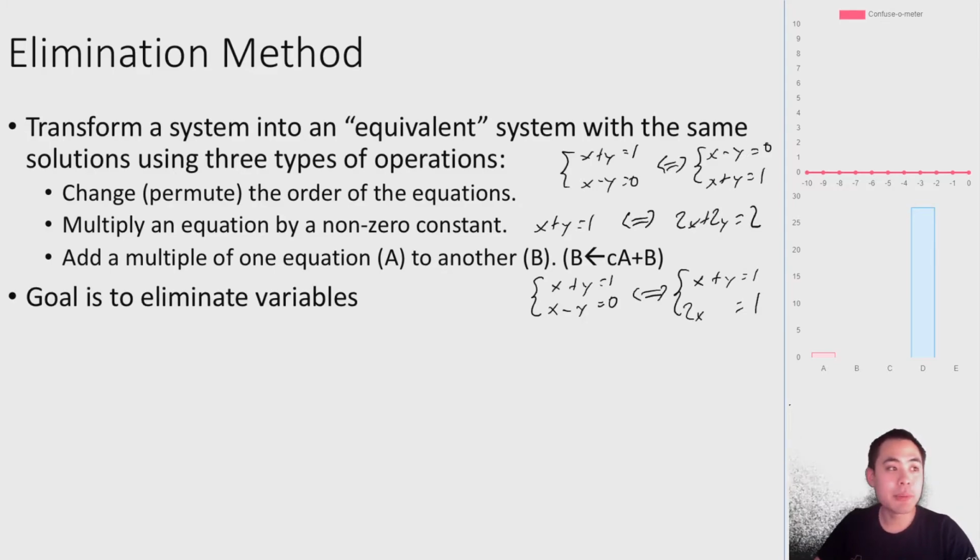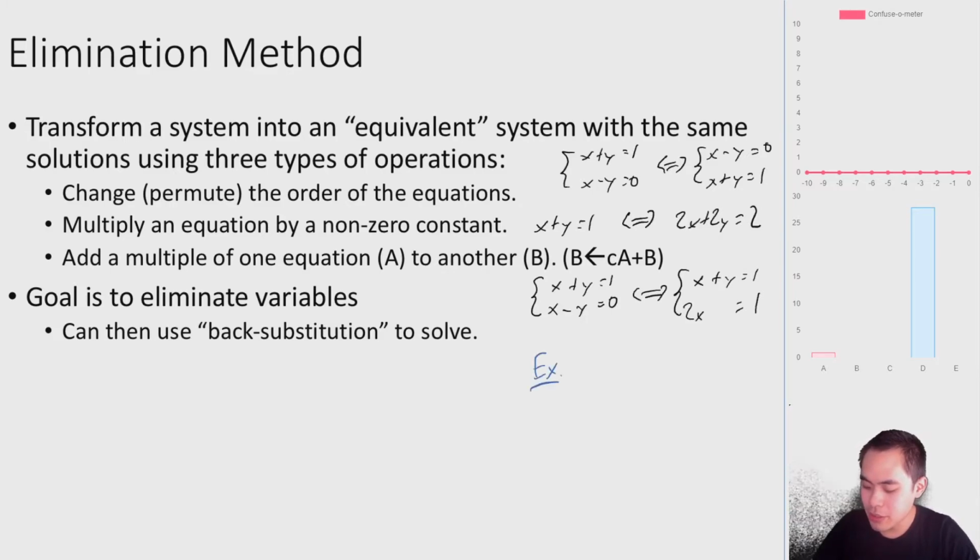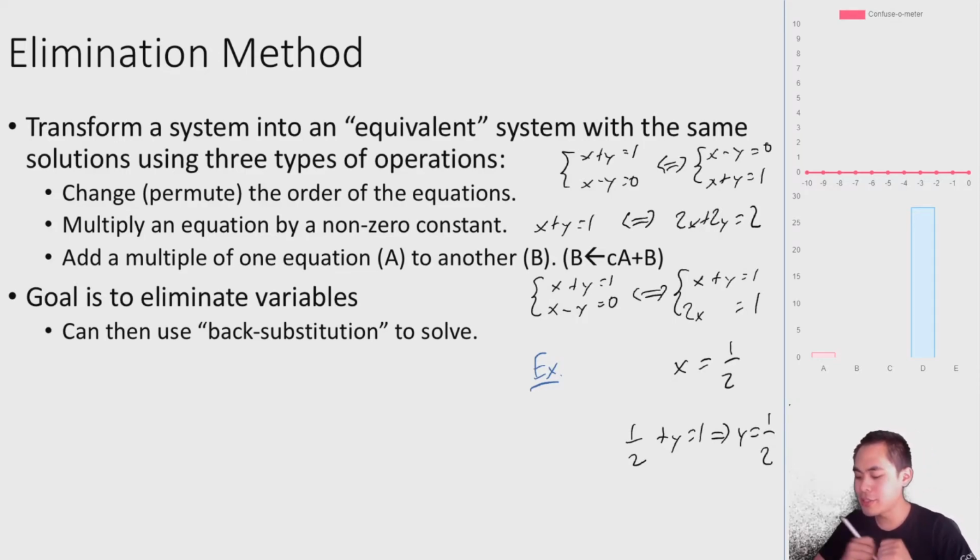Now the goal is to eliminate variables, and then you can use back substitution. So once you've eliminated variables, then you can plug the variables back in, and then you can solve it. So for example, here in this equation, we've already done most of the work. It turns out that if 2x is equal to 1, then x is equal to 1/2, and 1/2 plus y is equal to 1 implies that y is equal to 1/2. So that allows you to solve this system.